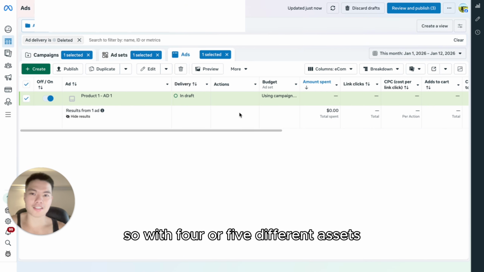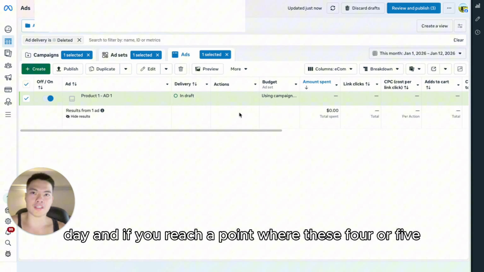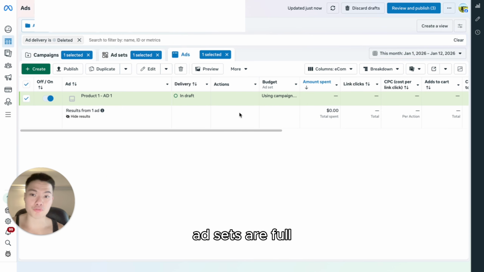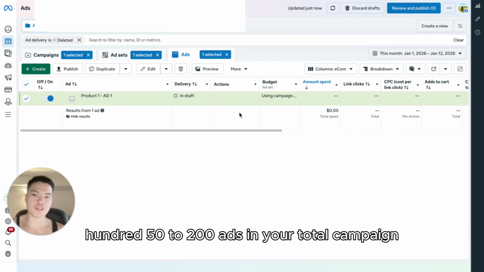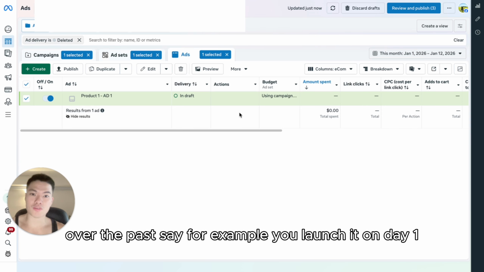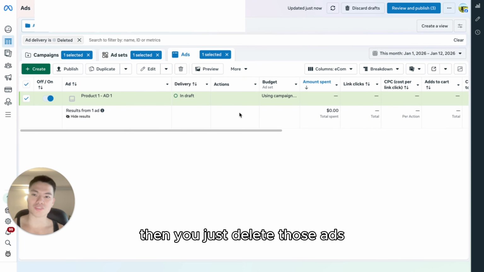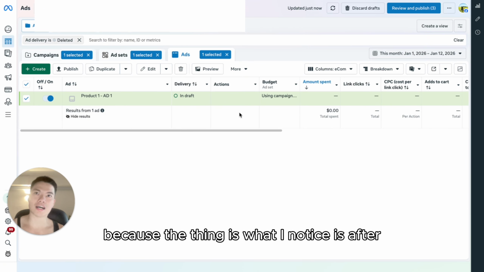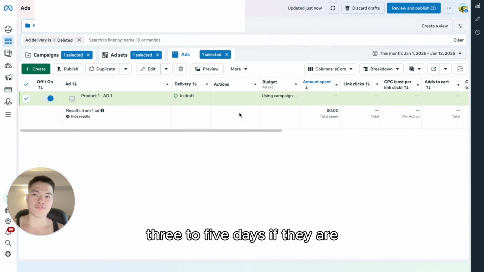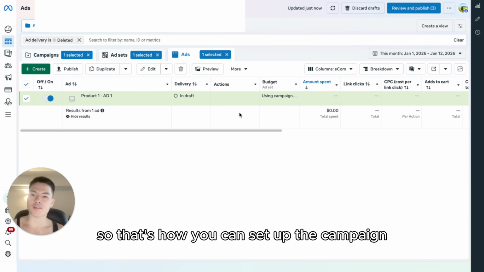So with 4 or 5 different ad sets, you just keep launching every single day. And if you reach a point where these 4 or 5 ad sets are full, which means you have maybe 150 to 200 ads in your total campaign, what you do is delete those ads that are not getting spent. Say for example, you launch it on day 1. After 4 to 5 days, if it's not getting any spend, then you just delete those ads. Because what I noticed is after 3 to 5 days, if the ads are not getting any spend within a campaign, more or less the product is just not going to sell. So that's how you can set up the campaign.